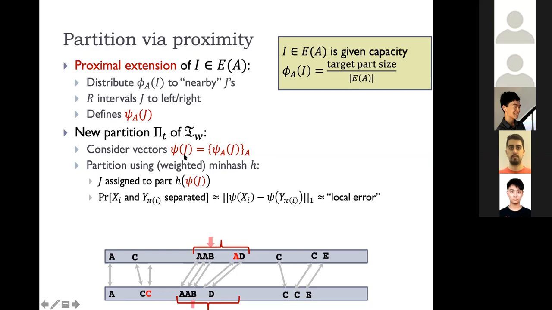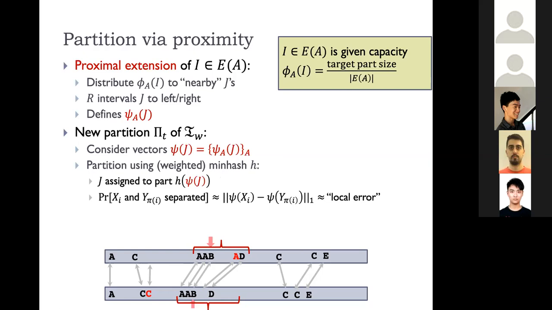Now, at the end of the day, we've done this for a bunch of anchors. Each J sits and waits until the process is done before deciding which part they go to. They collect all the pamphlets that they got from all the anchors. This is some vector of positive numbers. And then the partition is done using min hash.